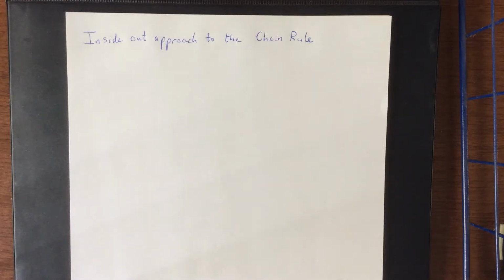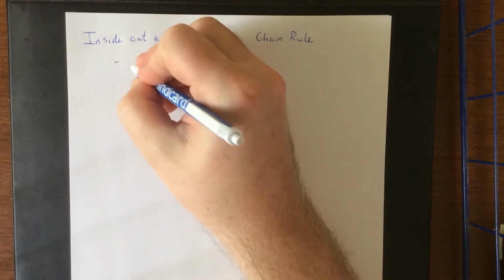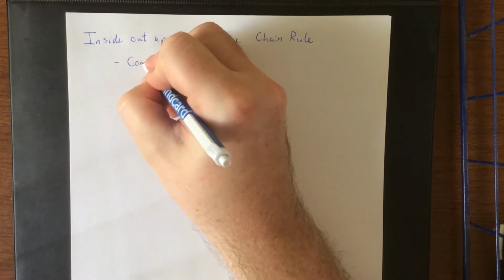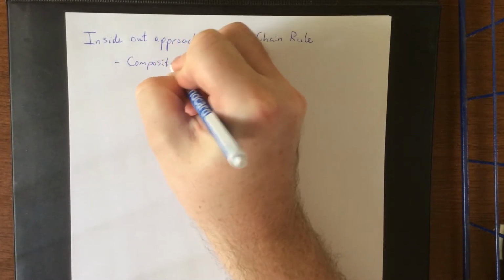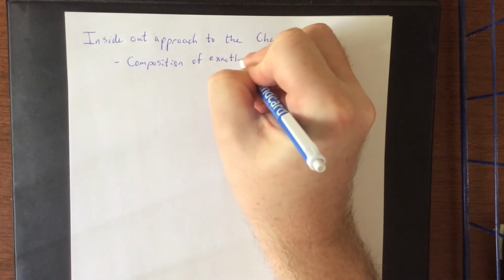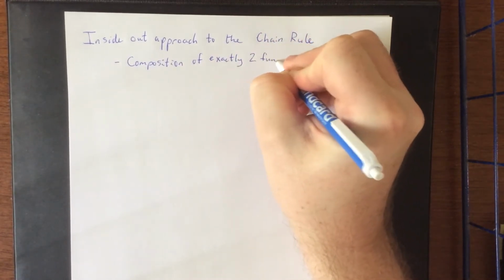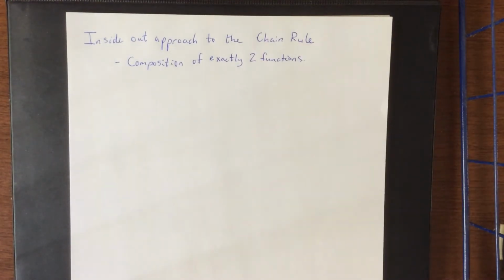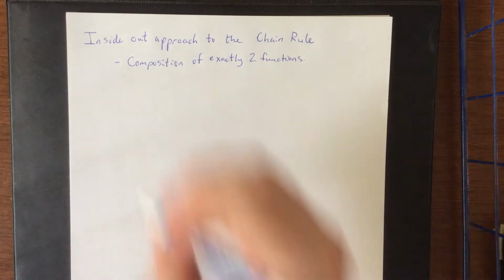As mentioned in our last video, there are going to be two different approaches to the chain rule. One of them is referred to as the inside-out approach to the chain rule. Now, this is going to be specifically for one case, and that one case being that we are dealing with the composition of exactly two functions. Anytime you have a composition of more than two functions, we're going to go with the outside-in approach.